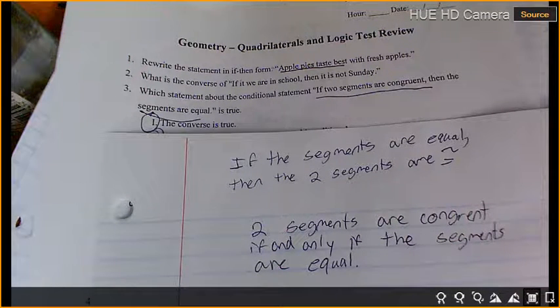Rectangle. Quadrilateral, square, has congruent diagonals. One more. What kind of trapezoid? It's an isosceles trapezoid. Okay, I'm all done.